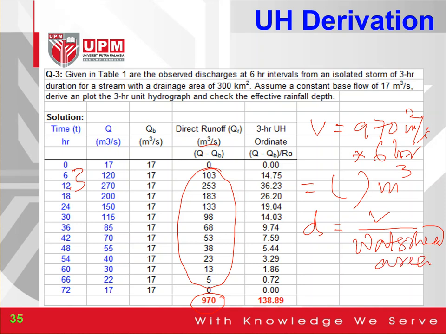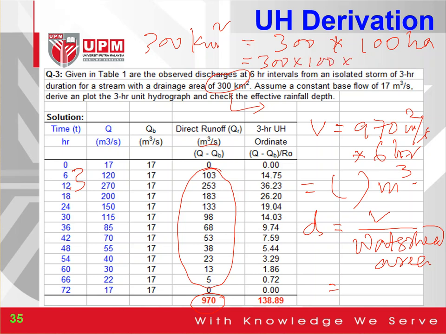So watershed area is given as 300 kilometers square. Because this is meter cube, we have to convert this into meter square. So how to convert? As I mentioned before, 1 kilometer square equals 100 hectare, and 1 hectare equals 10,000 meters square. So 300 multiply 100 multiply 10,000 meters square. So this is meter square. So this one will be here.